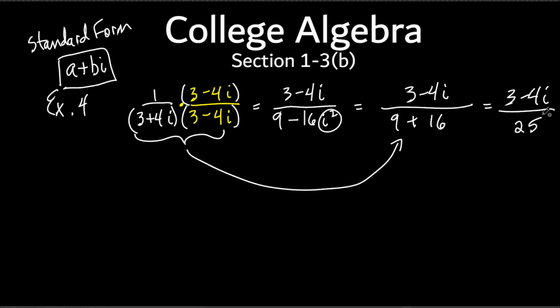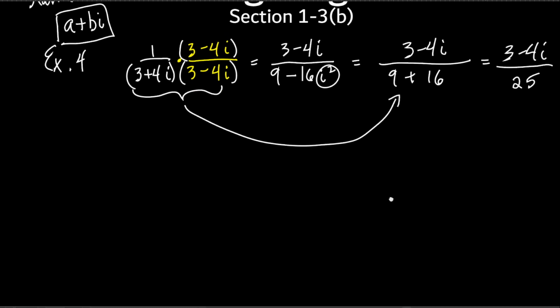It's 25. Now, some books are fine if you leave it like that, but to tell you the truth, I don't think they would be fine with that now that I think about it, because it's not really in standard form. The A, the real part, is not just sitting there by itself, is it? And the imaginary part's not sitting there by itself.